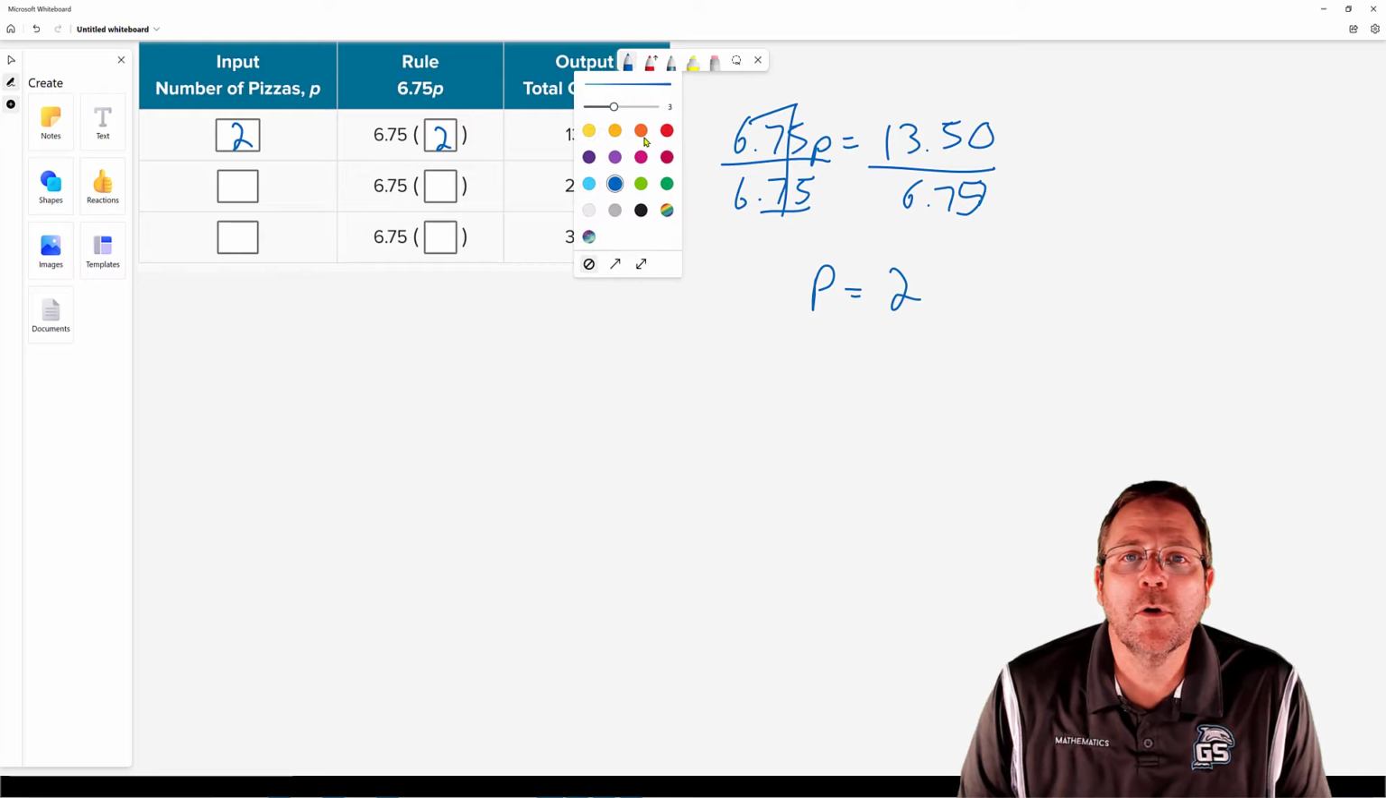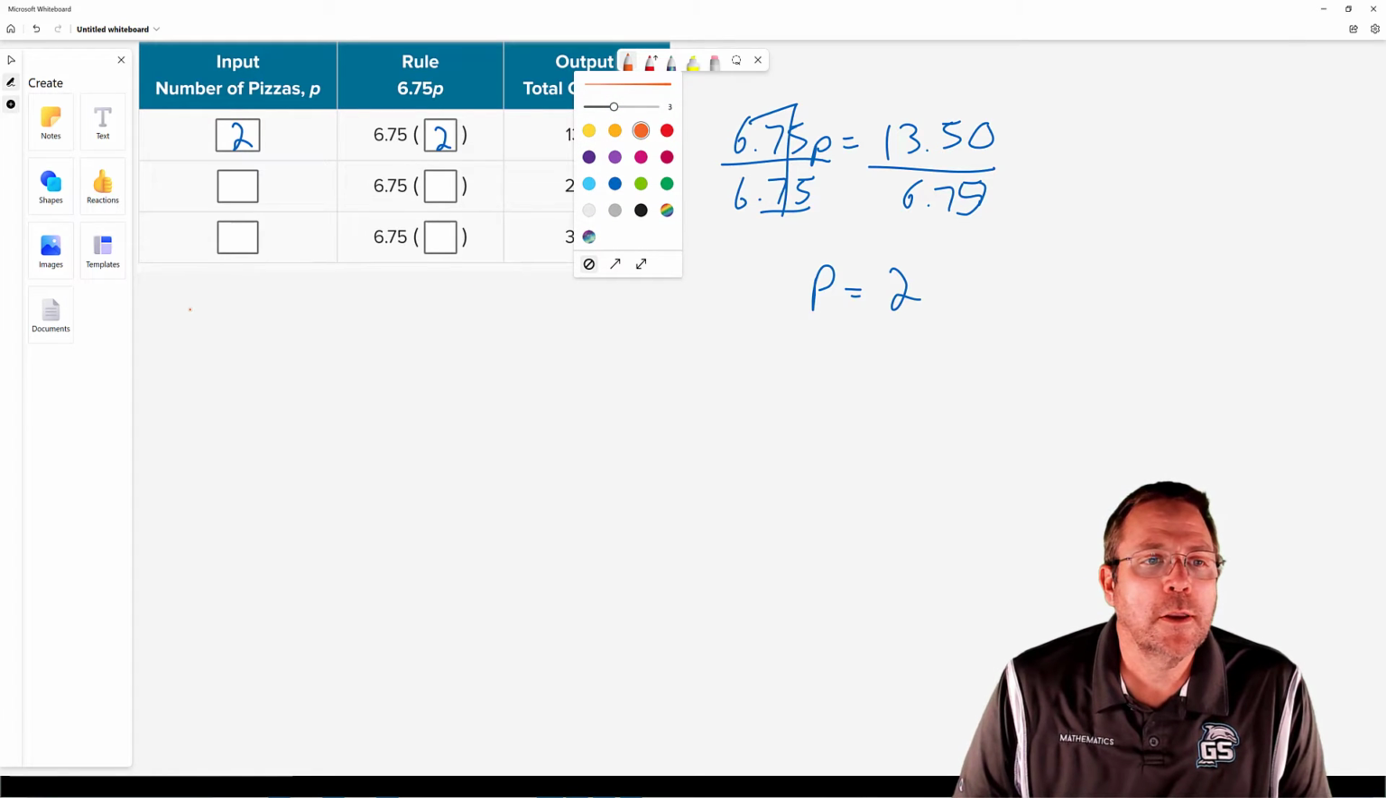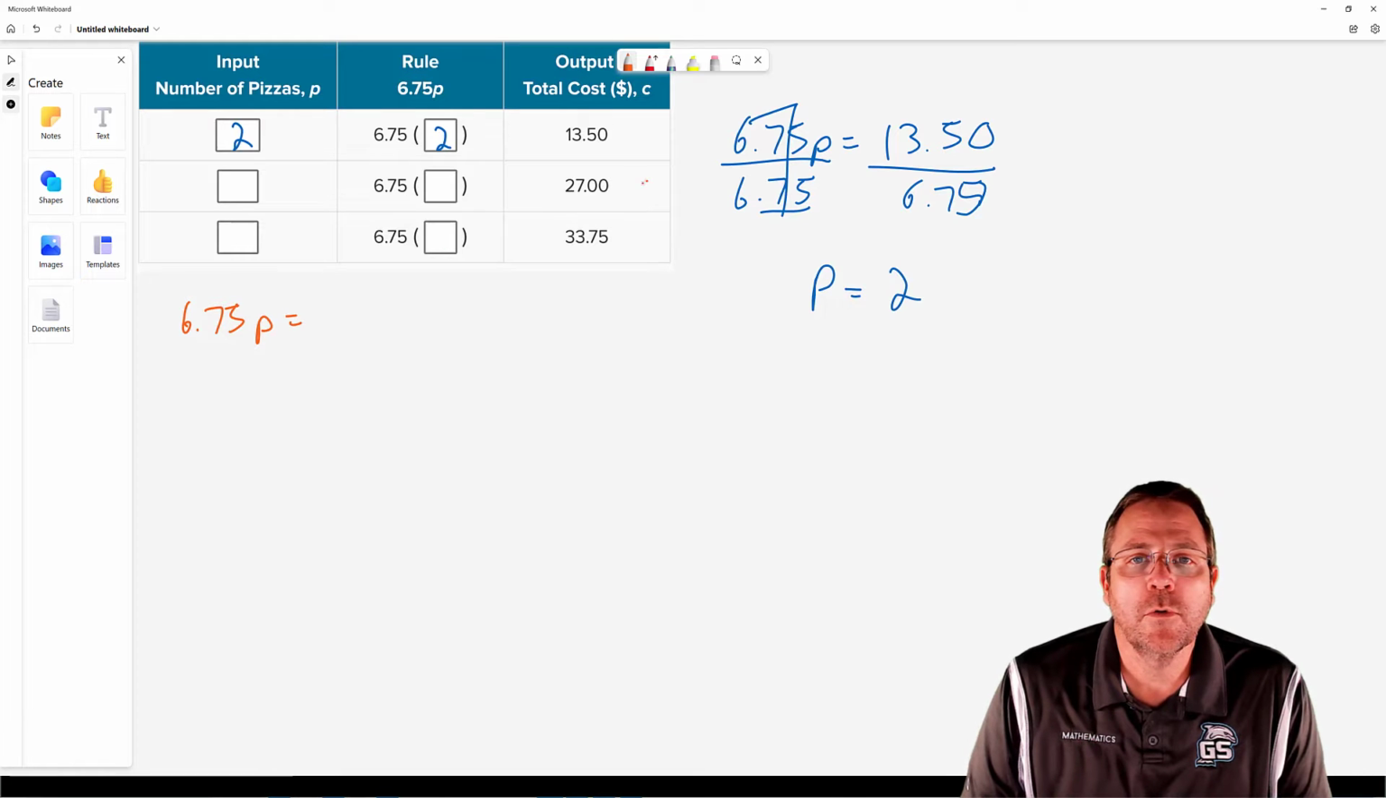Next, let's pick a different color to work with. We're going to take the 6.75 times P is equal to, right there, the $27. I'm going to take that one and divide both sides by 6.75.